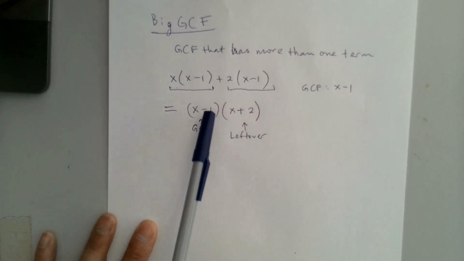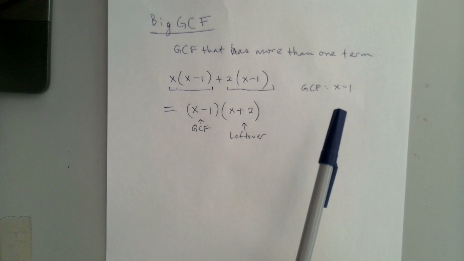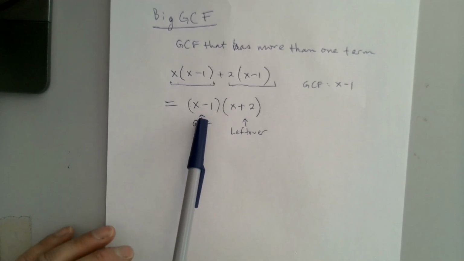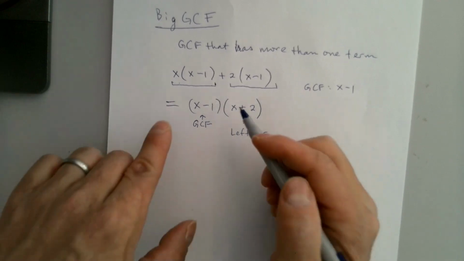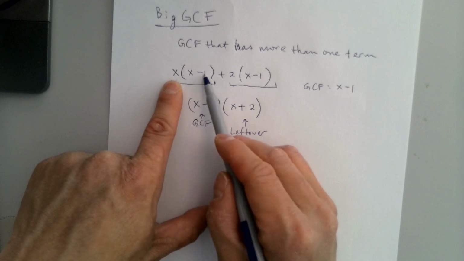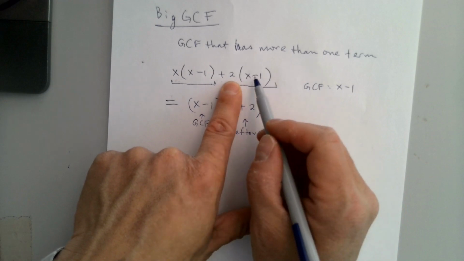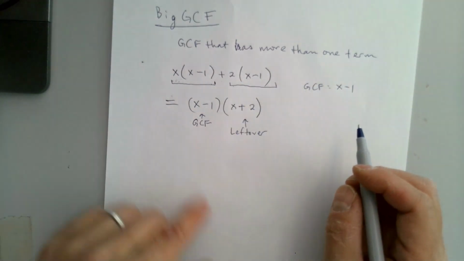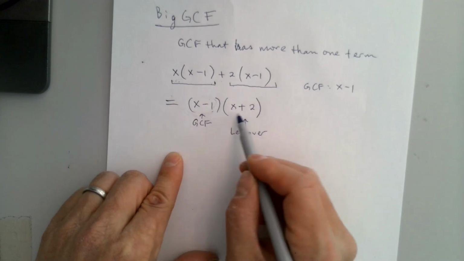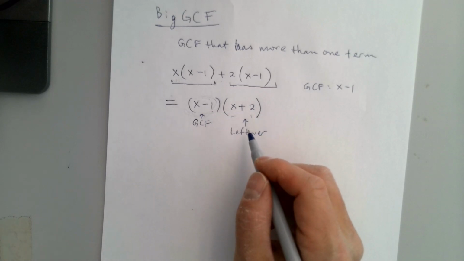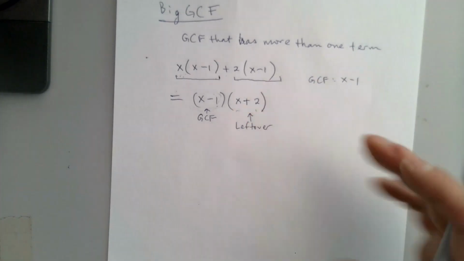Okay. Now you heard me say that the GCF is x minus 1. So what do we always do with that GCF? We put it first, and then we multiply it with the leftover. The leftover in this case is this x, which remained after you took the x minus 1 out, plus the 2 that remained after you took the x minus 1 out. Okay? So this is the leftover. This is the GCF. Think of it as one thing, and then the leftover had 2 things in it. So that's what a big GCF is.